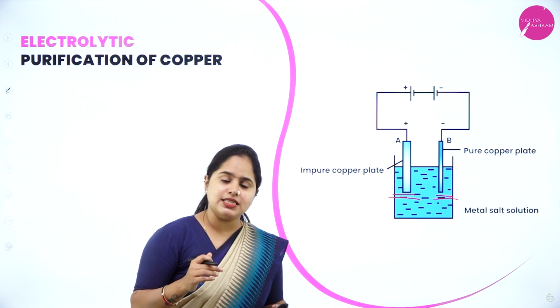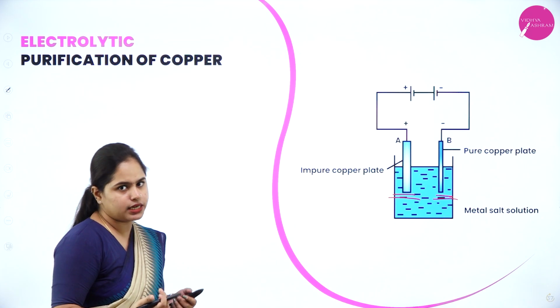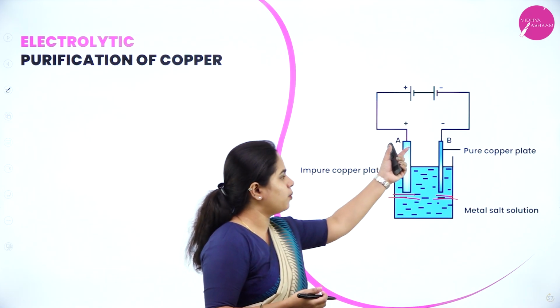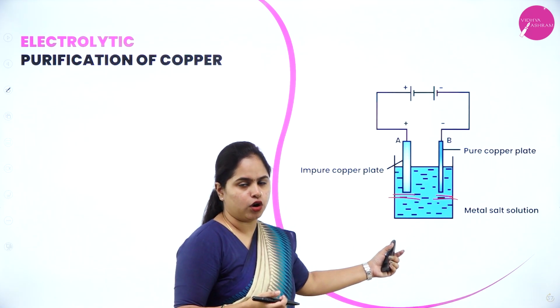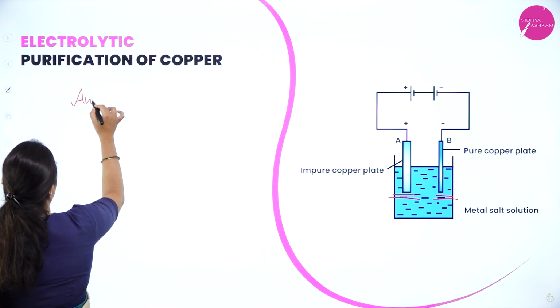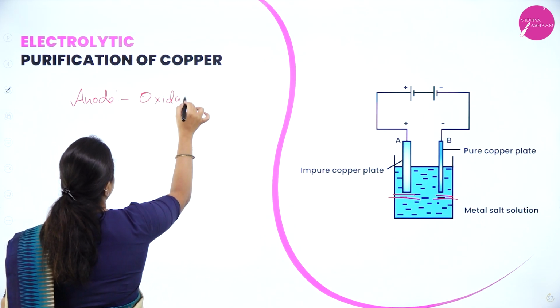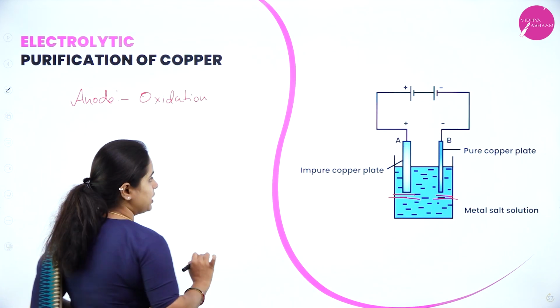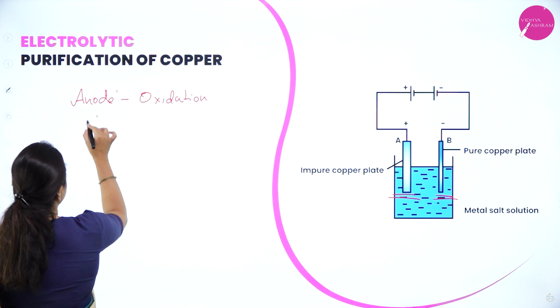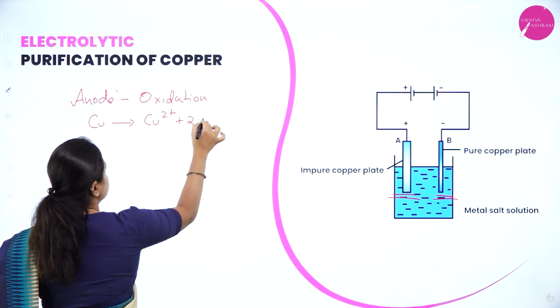As I said, at the anode, the reaction taking place is oxidation. From the impure copper electrode, oxidation takes place. At the anode, oxidation takes place, and what happens is Cu is oxidized into Cu2+ and 2 electrons.